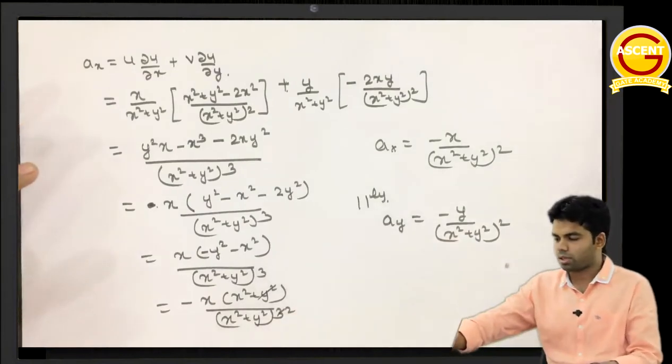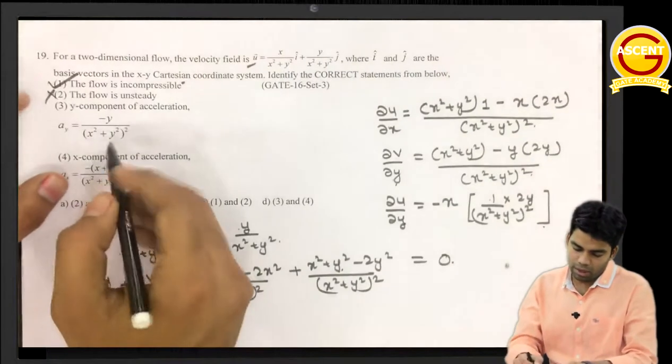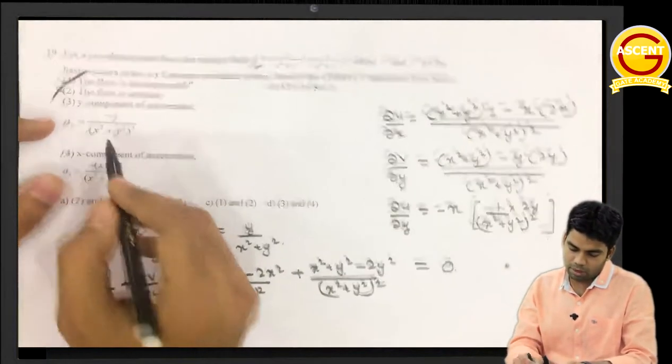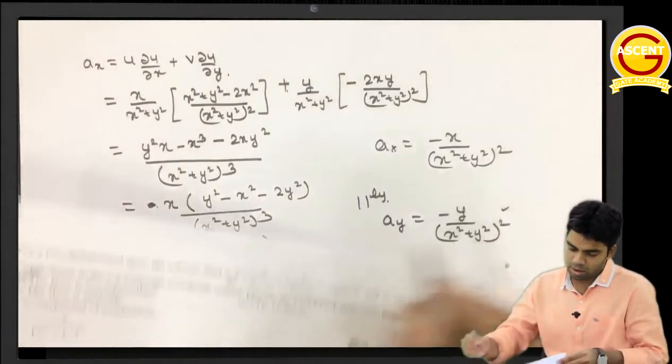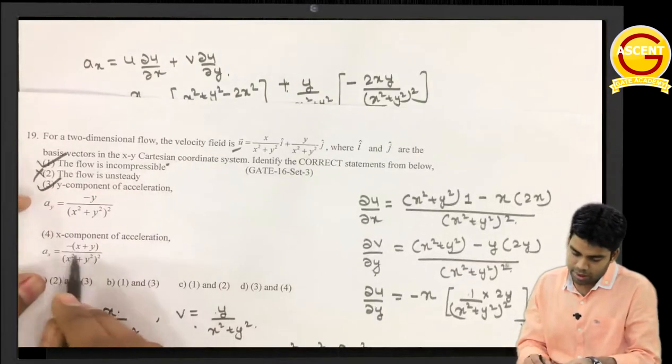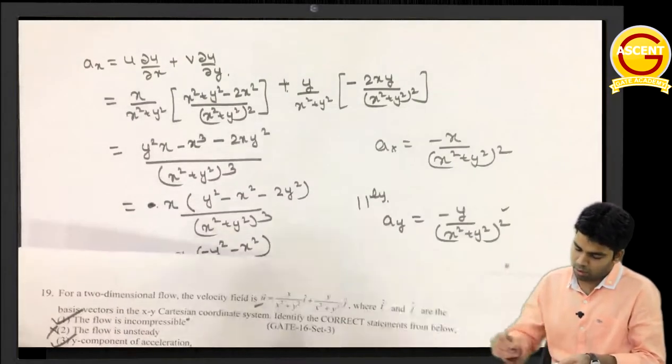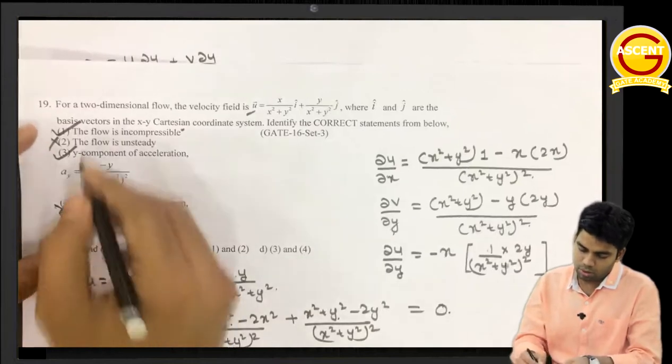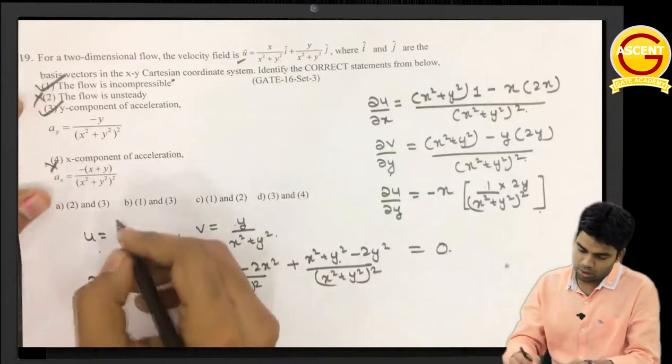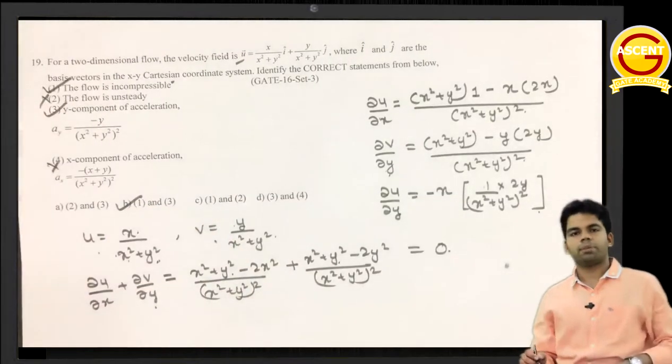Now just check out the terms which are correct. Now ay is minus y by (x square plus y square) whole square, so this statement is correct. Ax is given as minus x plus y upon (x square plus y square) whole square, so this is incorrect. So two statements are correct, 1 and 3, so the answer should be B. 1 and 3 are correct. Getting this or not?